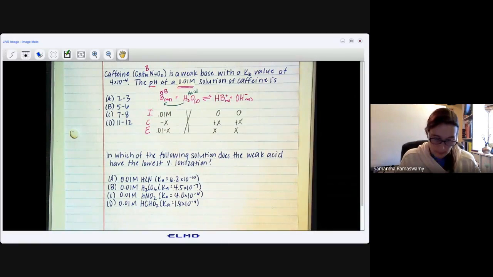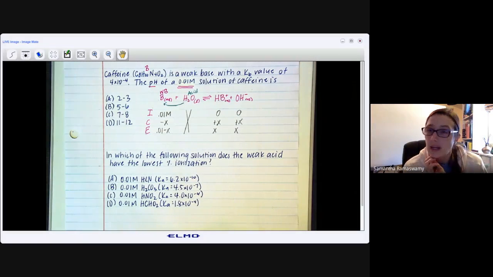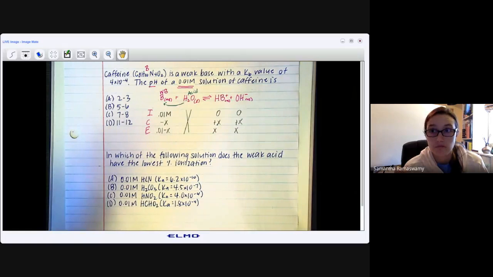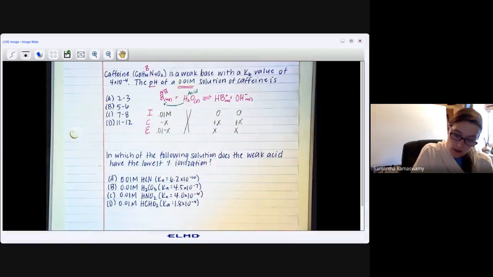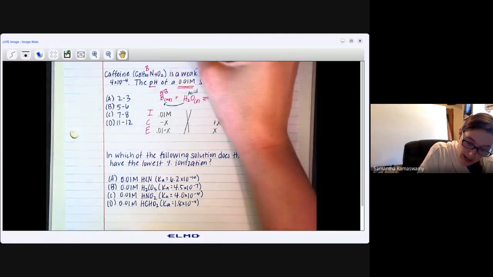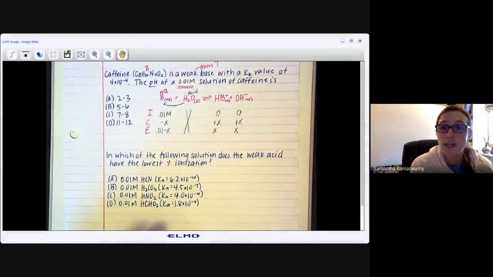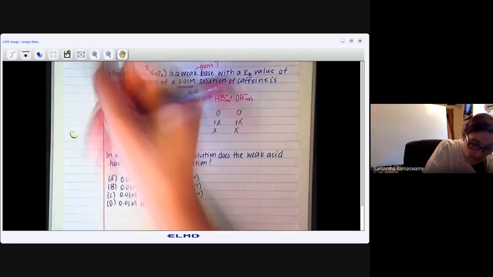Now, before we use the Kb and plug information in, I want to take a look at the fact that this is a weak base. If it's a base, where will the pH fall? Whether it's a strong or weak base, the pH should fall above 7. It might not be much above 7, but it's going to be above 7. I'm going to eliminate A and B.